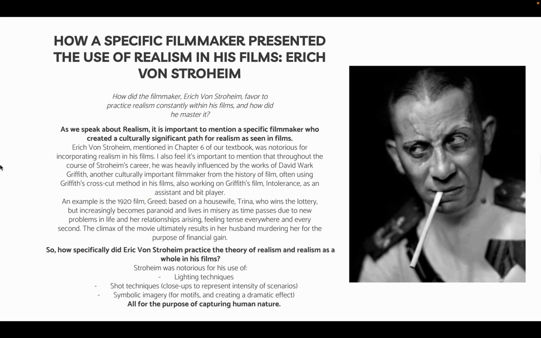Lastly, I would like to mention a specific filmmaker which was presented in chapter 6 of our textbook who constantly used realism in his films, Eric von Stroheim. Eric von Stroheim is a very culturally significant figure, and he has ties to David Wark Griffith, somebody else that we've also consistently seen throughout our textbook. And he worked with him.